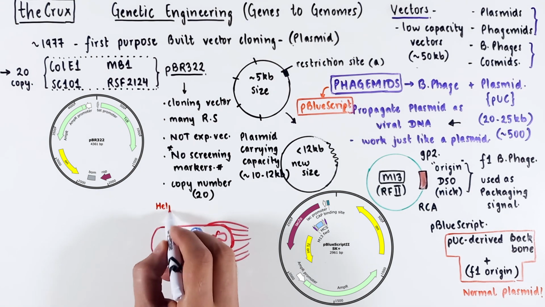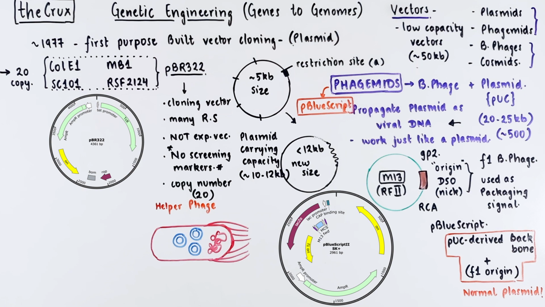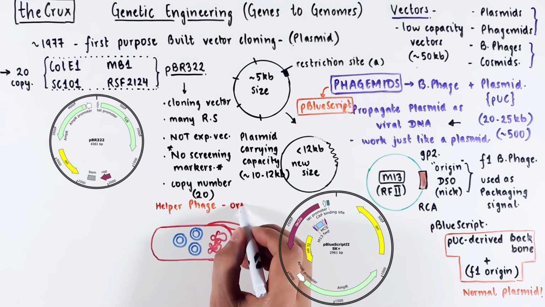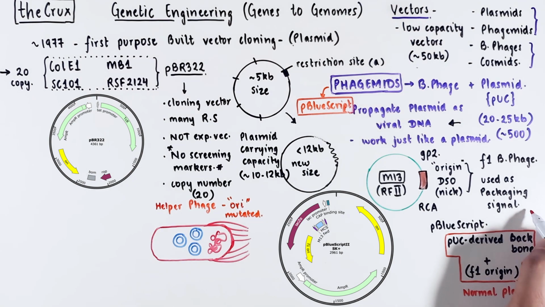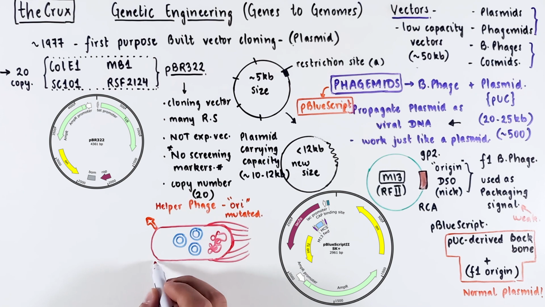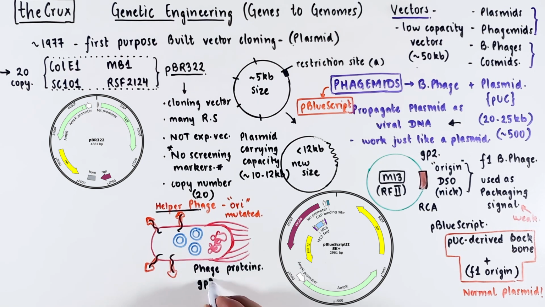You can infect this bacteria with the F1 helper phages. These will be special phages where their own origin is slightly mutated, so they cannot efficiently package their own DNA. All other proteins are fairly normal and will help in the virus production later. Once these helper phages inject their DNA into the bacteria, the DNA from this helper phage will make viral proteins.